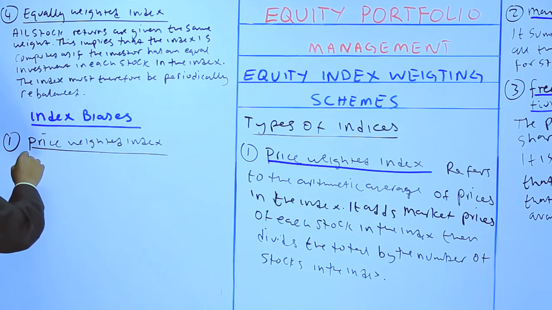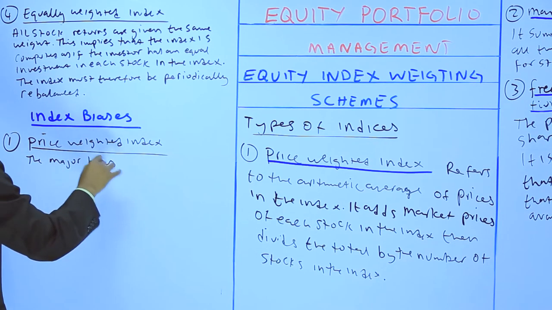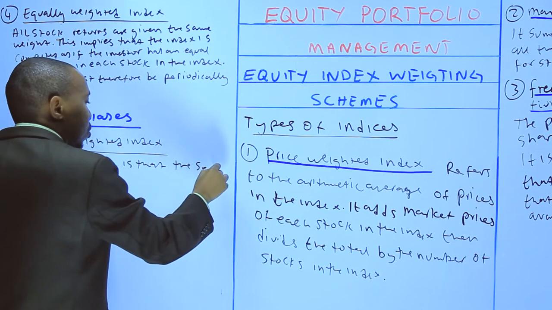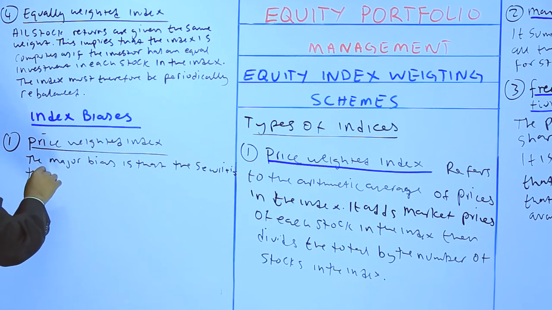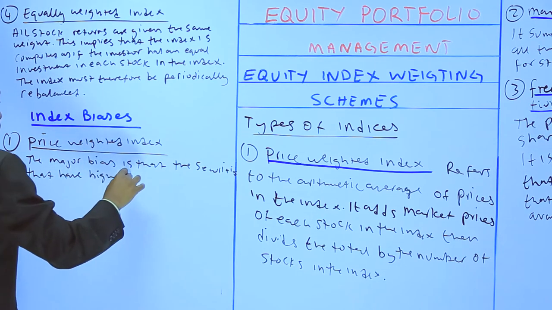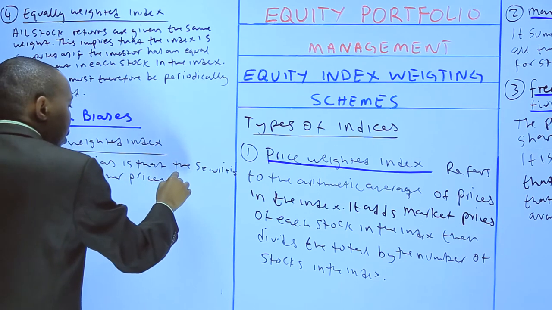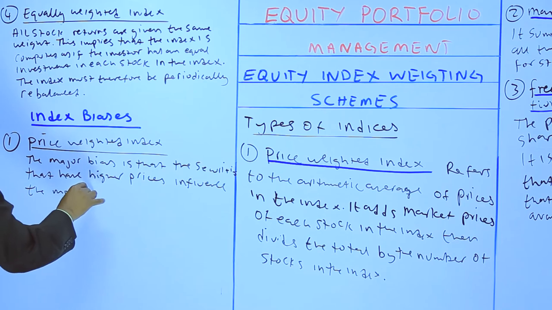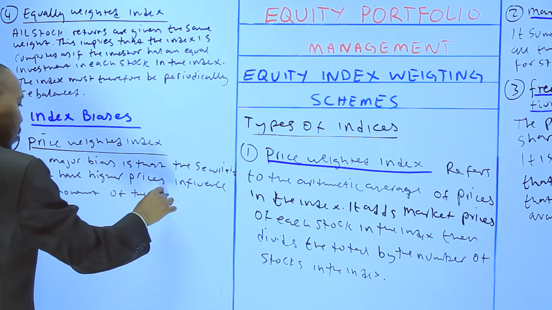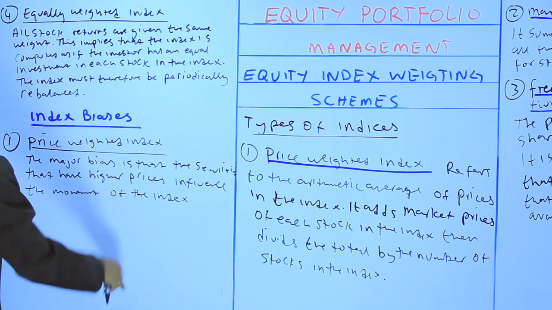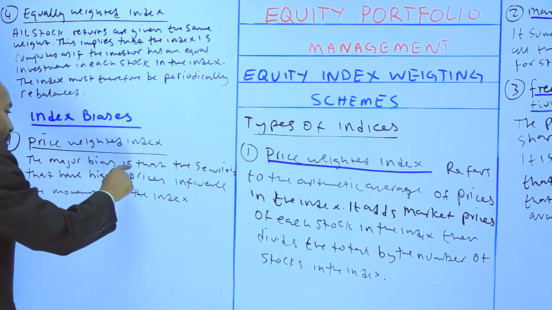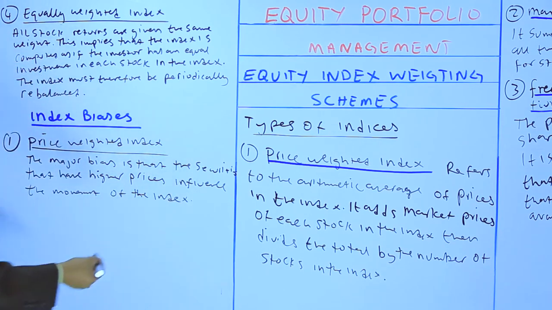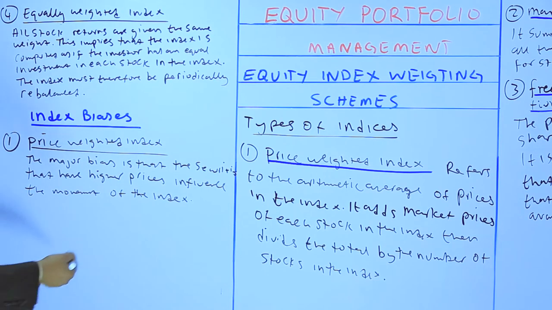So we say the major bias is that securities that have higher prices influence the movement of the index. Of course, in a particular direction, obviously. When we talk about movement, we are referring to movement in terms of direction.